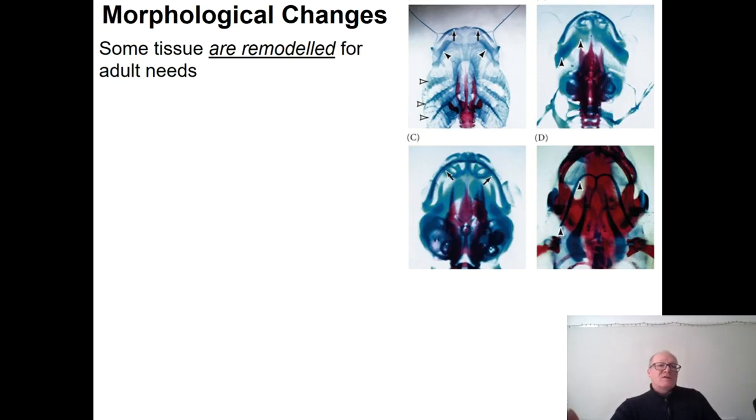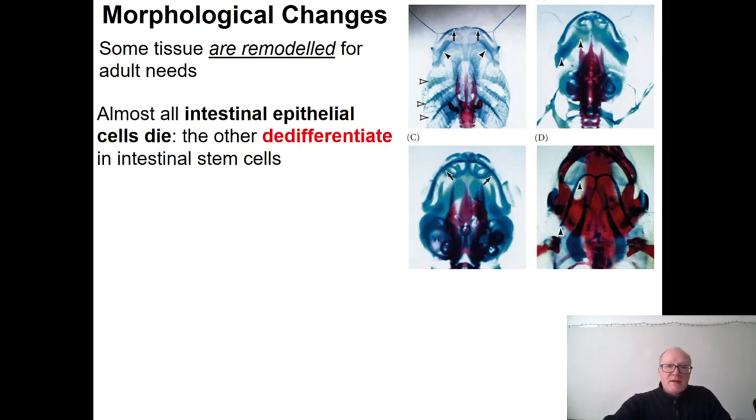Some tissues, of course, are remodeled, so reorganized. They don't disappear, but they are simply reorganized. This is the case of the intestine. Although most of the intestinal epithelial cells die during metamorphosis, some survive and they are redifferentiating or de-differentiating and producing a new kind of intestine that is more apt to the digestion of the new source of food, which is mostly animal protein.